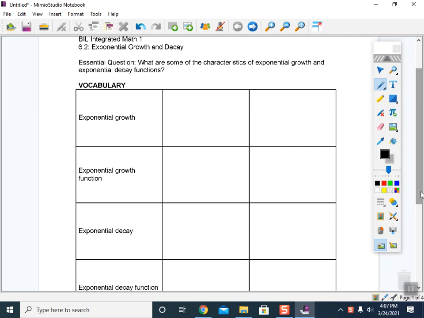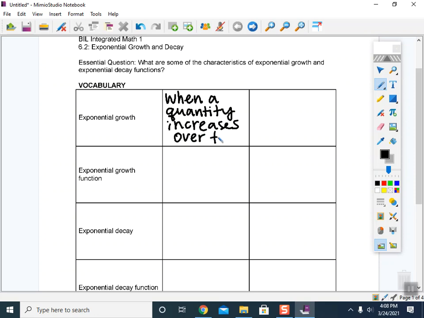So, vocabulary. Exponential growth. This is going to feel pretty obvious, I think. But exponential growth is when a quantity increases over time. So one of the things that we're talking about when we talk about exponential growth and decay is we're talking about things that happen over a certain time period. And so most of the time that time period is going to be in terms of years, but it's over a certain amount of time.